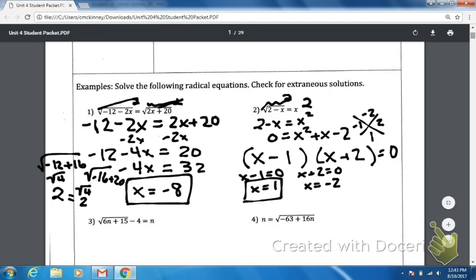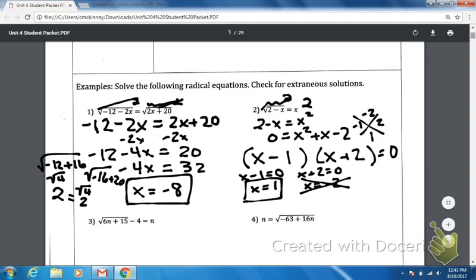If I plug -2 in, 2 minus -2 is 4. And the square root of 4 is 2. We do not want to use the negative square root. This guy is what's known as an extraneous solution. Yes, algebraically you get that, but your final answer is only x equals 1.